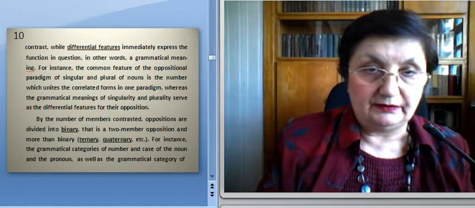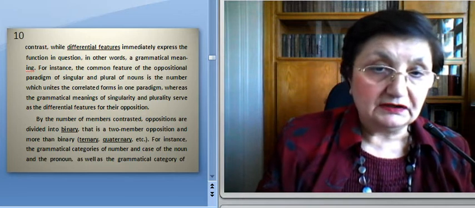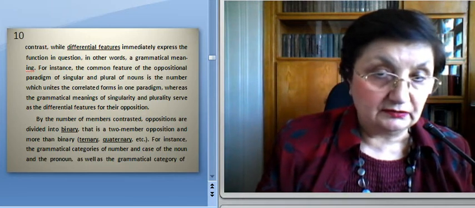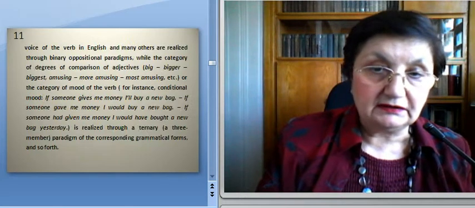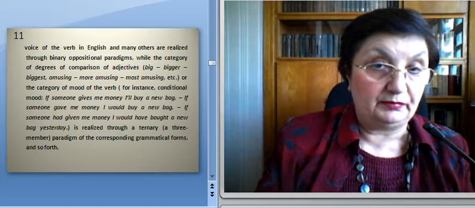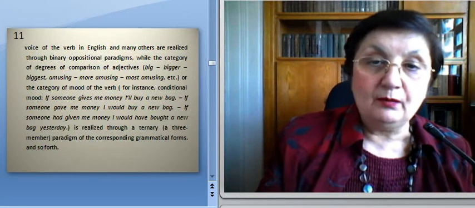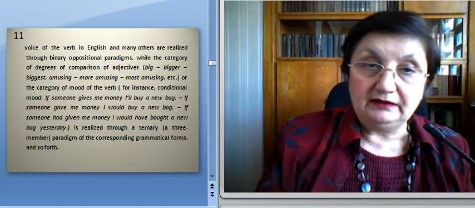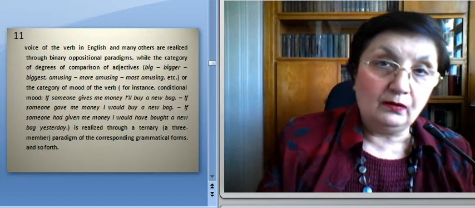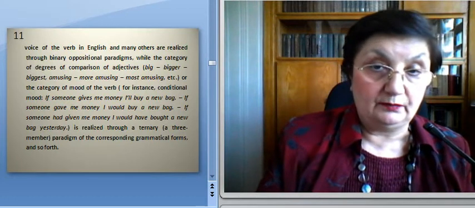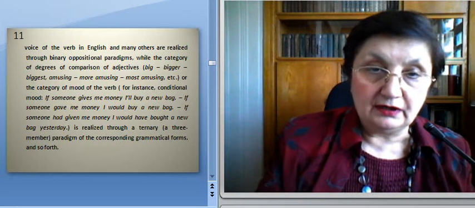For instance, the grammatical categories of number and case of the noun and the pronoun, as well as the grammatical category of voice of the verb in English, and many others, are realized through binary oppositional paradigms, while the category of degrees of comparison of adjectives, or the category of mood of the verb, for instance conditional mood, is realized through a ternary, a three-member paradigm of the corresponding grammatical forms.